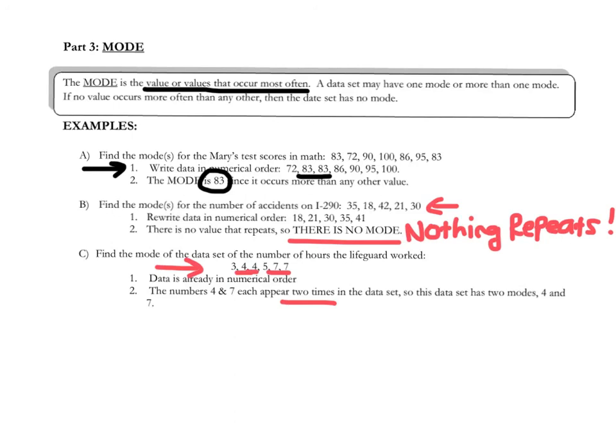Now, if I had a different number like 3 that repeated 4 times, that would be the mode because that one would have been the most. But since 4 and 7 are tied for the most often, they're both going to be the mode.